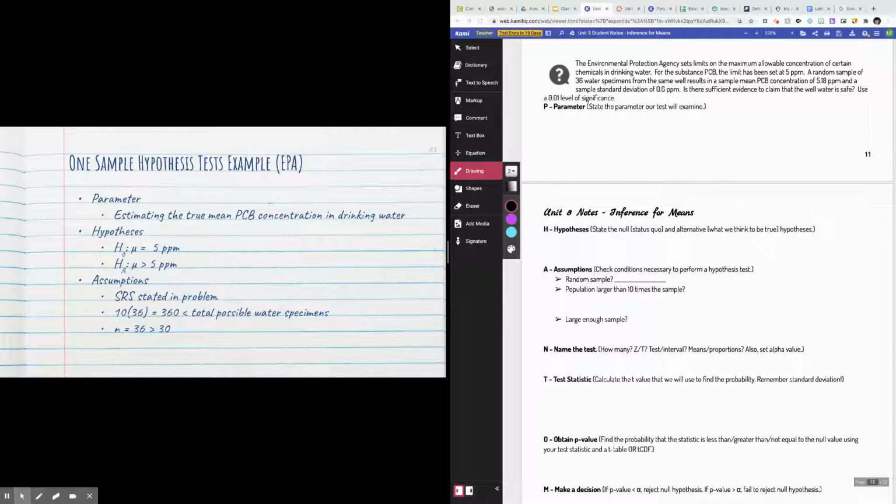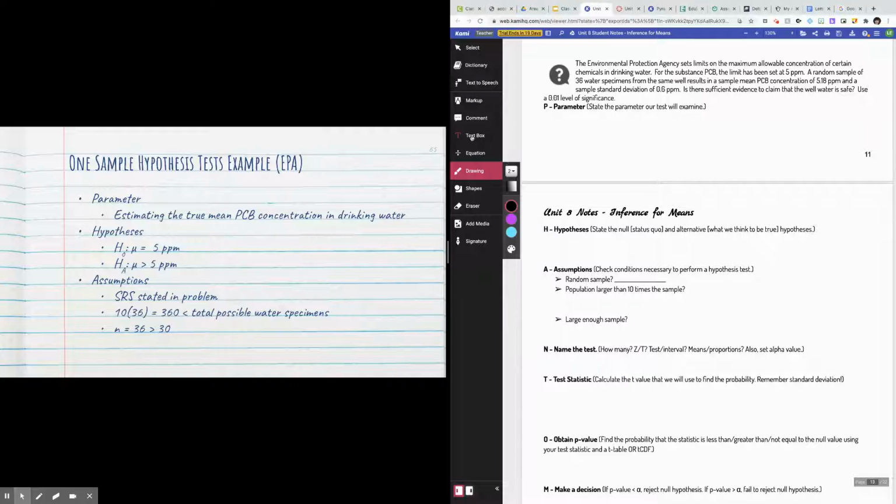In a random sample done by the EPA, they pulled 36 water specimens from the same area, and they got a sample mean of 5.18 parts per million and a sample standard deviation of 0.6 parts per million. So the question is, is there sufficient evidence to claim that this particular well has water that's unsafe? And they're telling us to use a 0.01 level of significance.